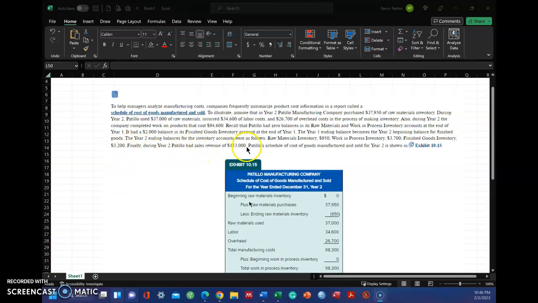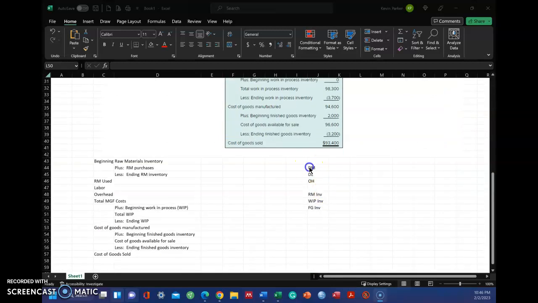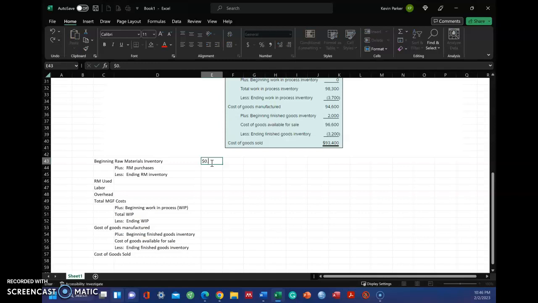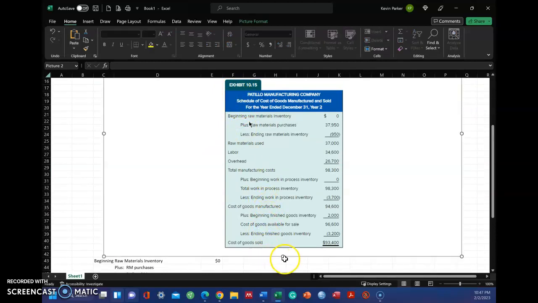3,200, and then they had sales revenue of 153,000. It might be easier for me just to work this through than to show you the numbers. As you know, there was no beginning balance for raw materials. It said they bought, and hopefully you've got another monitor, you can pull this up on your phone or maybe print this page or however you want to do it.